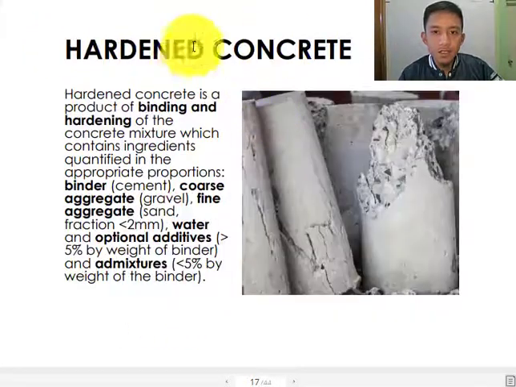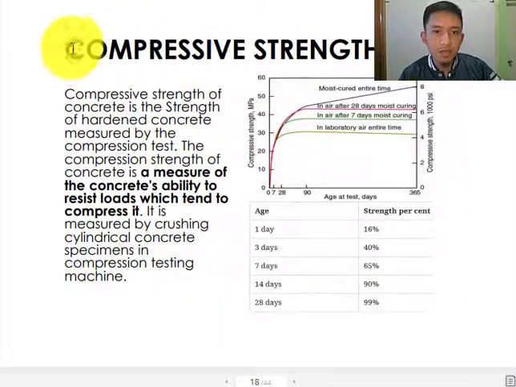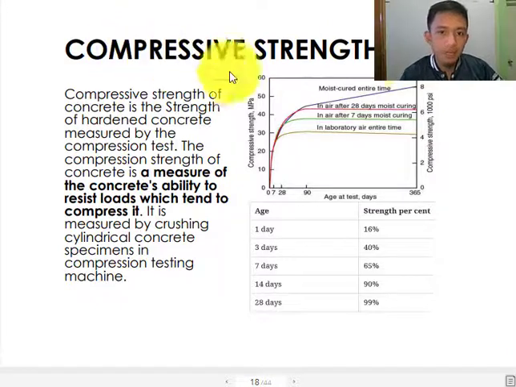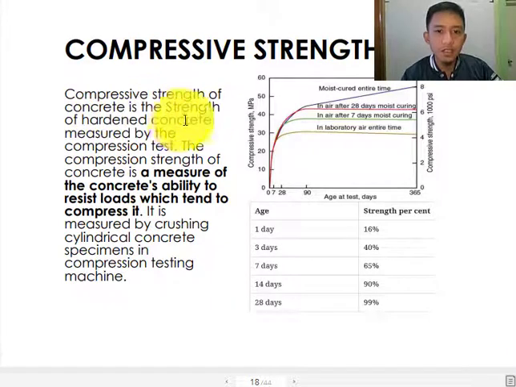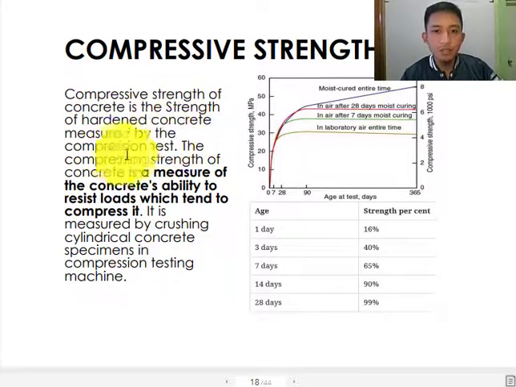Okay, so now that is hardened concrete. So how about this one? Okay, so this is now what we call the strength of the hardened concrete. So we have what we call the compressive strength. Compressive strength of the concrete is the strength of the hardened concrete measured by the compression test.